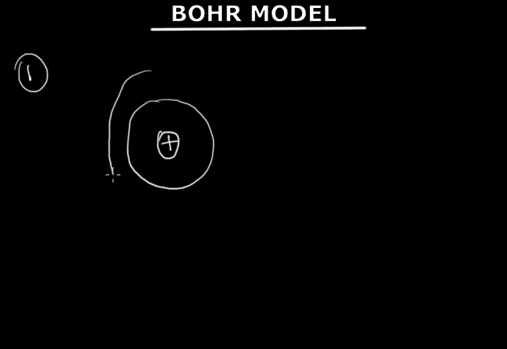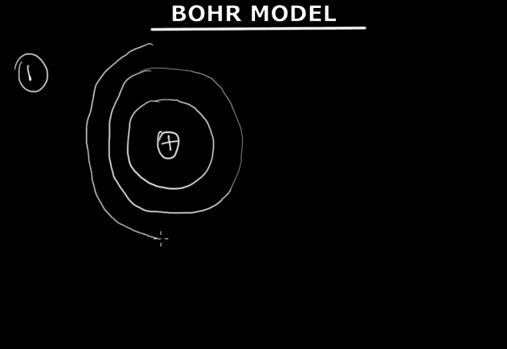Actually, what is an orbit? The circular path around the nucleus where an electron revolves is called an orbit. The theory says that this is the nucleus, and around this nucleus there are fixed circular paths. These are called orbits. This is called the nucleus.